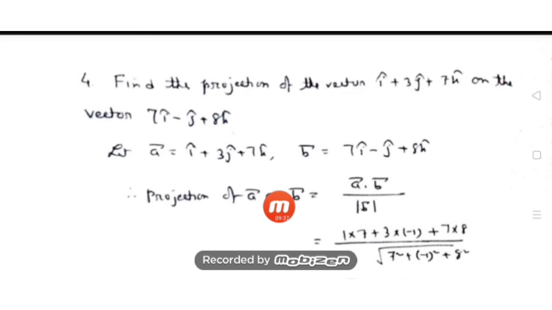So the projection of a bar on b bar, by formula we get a bar dot b cap, which can be written as a bar dot b bar by modulus of b also. This way also we can directly write down the formula. Then calculate the values. What is a bar dot b bar?